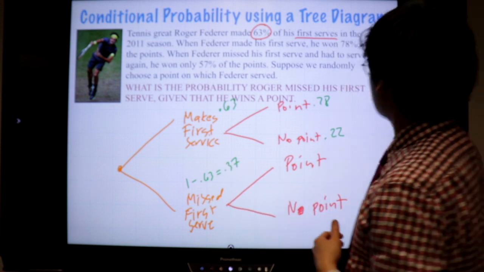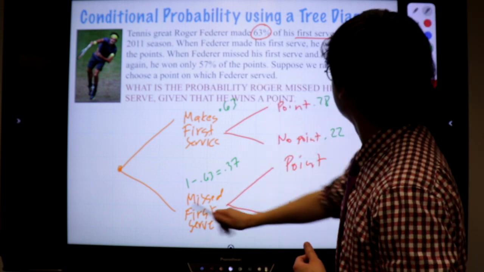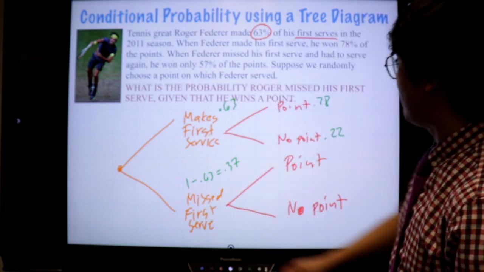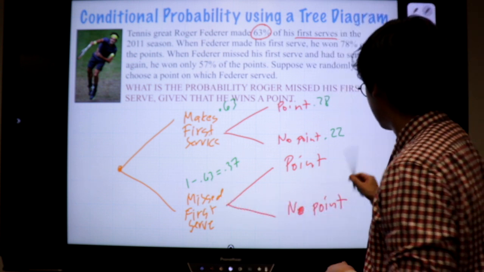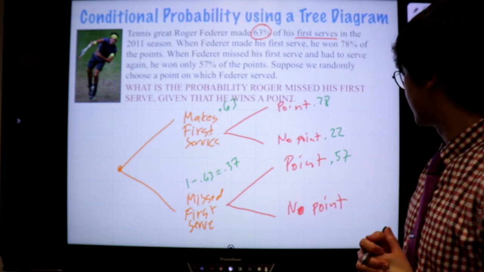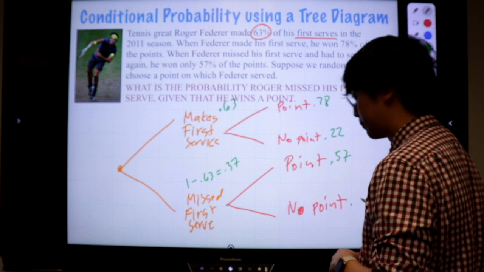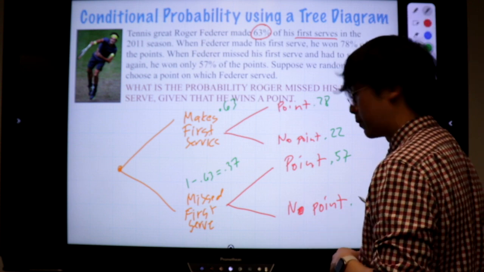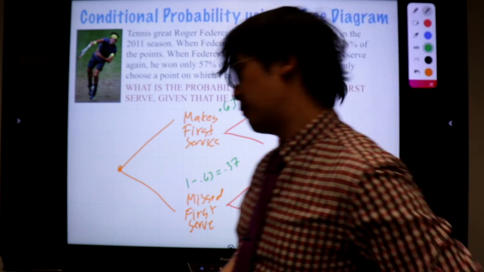What about the third one? When Federer missed his first serve and had to serve again, he won only 57% of the time. 57. And what is the probability that he's not going to win? 43. 43. Alright, now let's answer the probability.